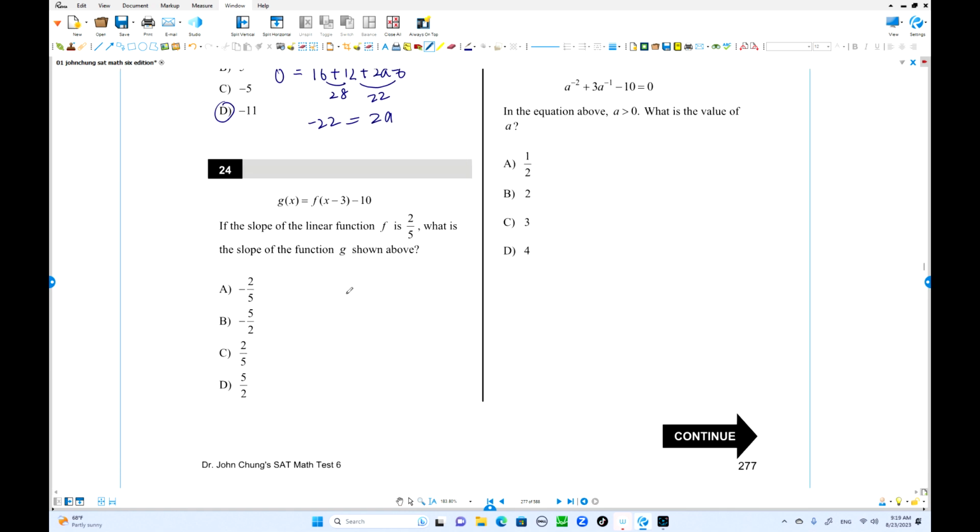Here is number 24. The slope of the linear function f is 2 over 5. What is the slope of function g there? What happens between f of x and g of x? F of x graph over here. Maybe the slope over here. This one is translated 3 units right, and 10 units down over here. The graph looks like this one. Still, they are parallel, okay? They are preserved, right? The parallelism is preserved, okay? So still 2 over 5 is the answer, okay?